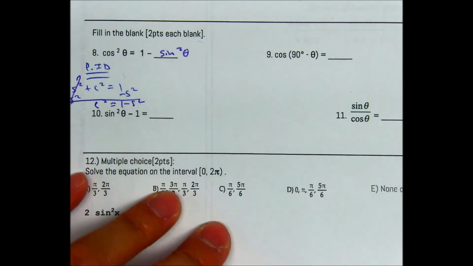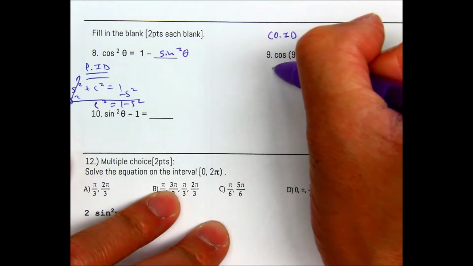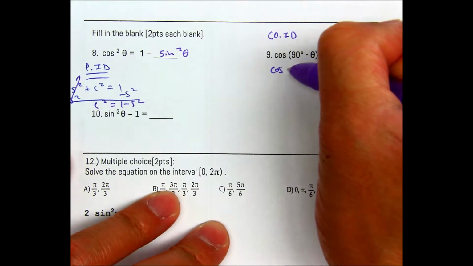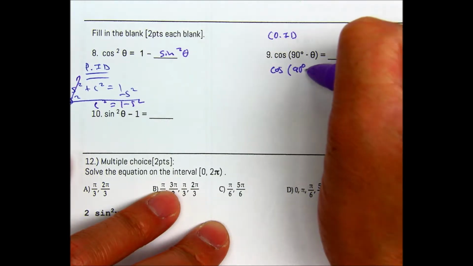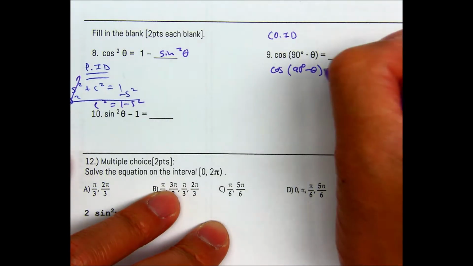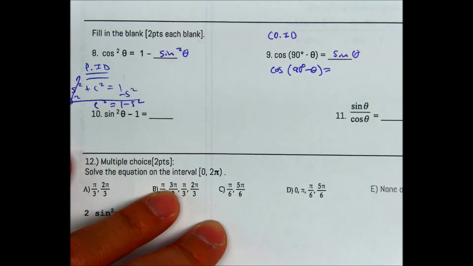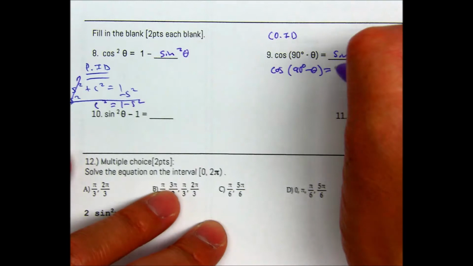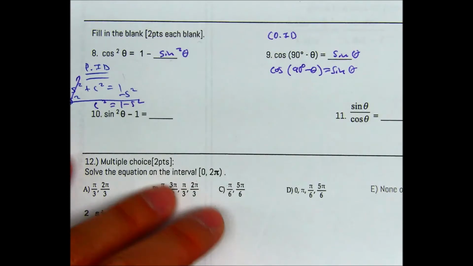Question number 9, I have the cofunction identity here. Again, you can write the formula right below it, super helpful. Cosine of 90 degrees minus theta equals sine. So the identity on your formula sheet is actually right there. Direct, you don't even have to change it.